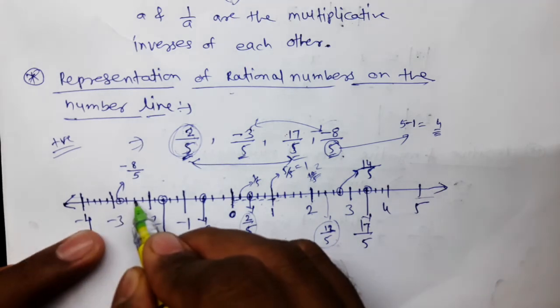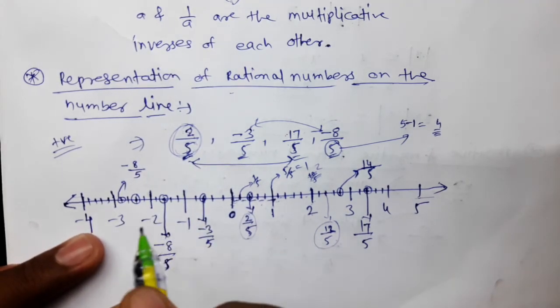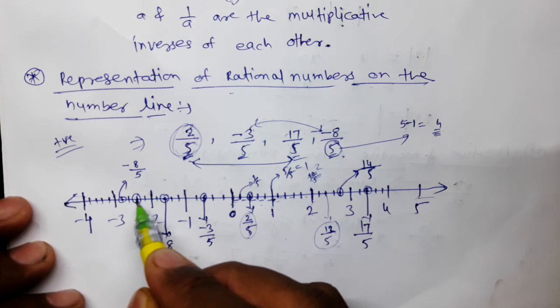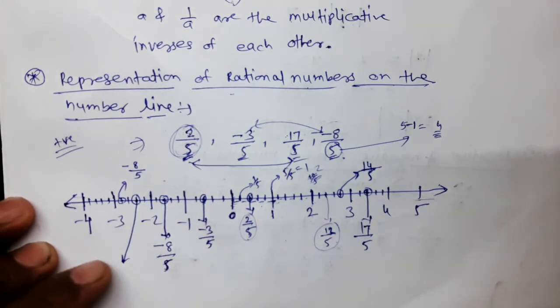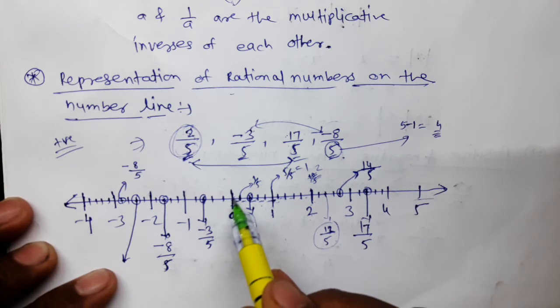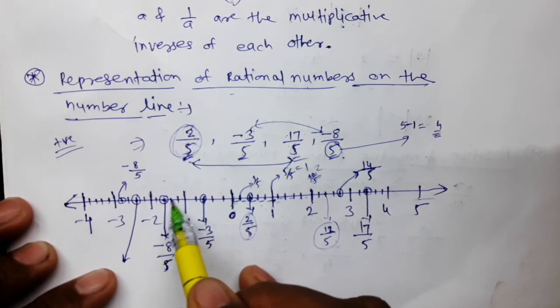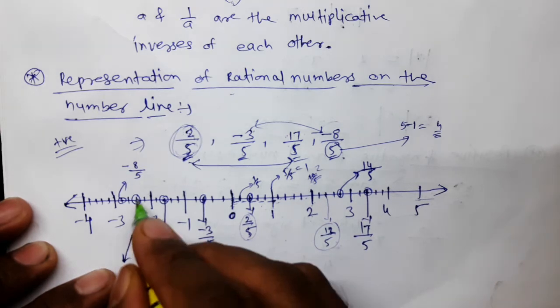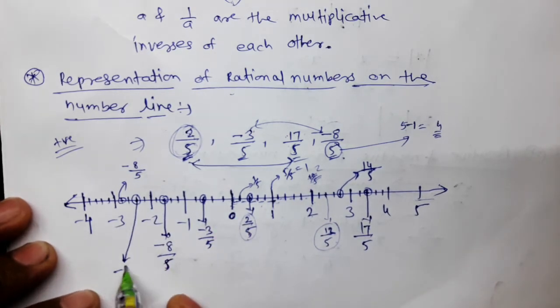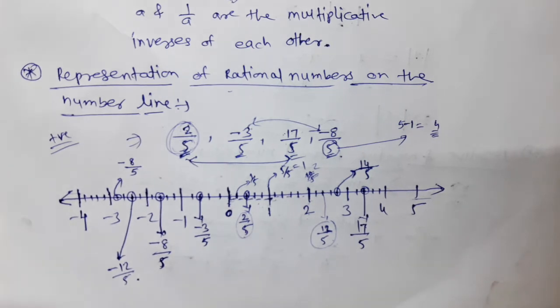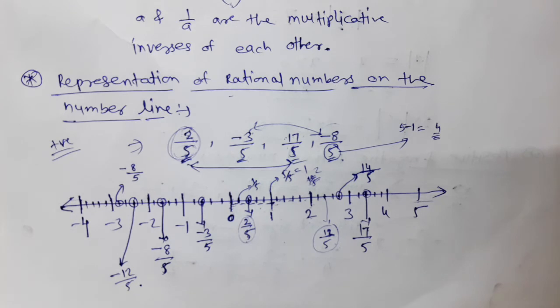Suppose we have a question: find the number which represents this point. So we have to measure from this 0. 1, 2, 3, 4, 5, 6, 7, 8, 9, 10, 11, 12. The 12th line to the left-hand side of 0, so it is negative, minus 12 upon 5. So in this way we can find all the numbers which we have put as lines on this number line.